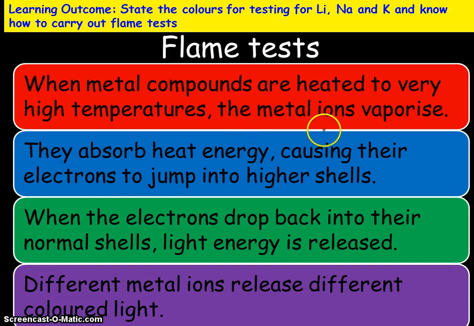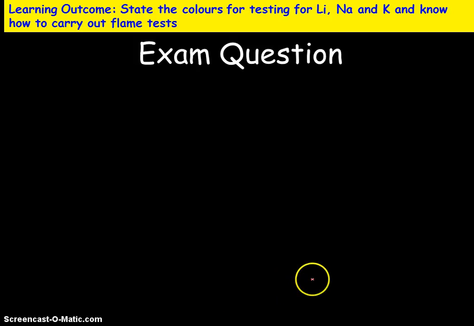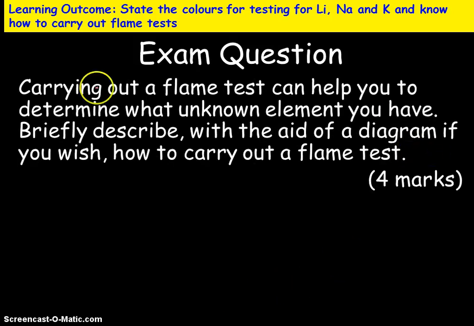Now, another key feature of all the metals is that when we heat them up, metals burn with specific colours, and that's because the metal ions will vaporise. When they vaporise, they absorb heat energy, which causes the electrons to jump into higher shells. And when they drop back down, they release light energy. Different metals release different colours of light, so we call this flame testing, and the question might be, describe how you would carry out flame testing.